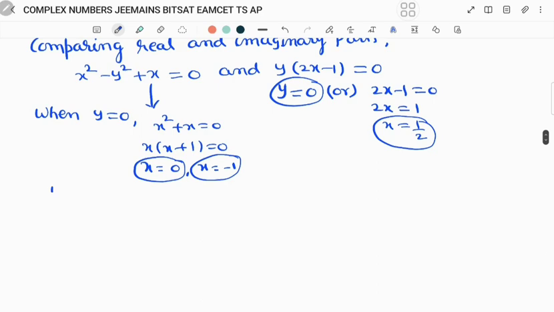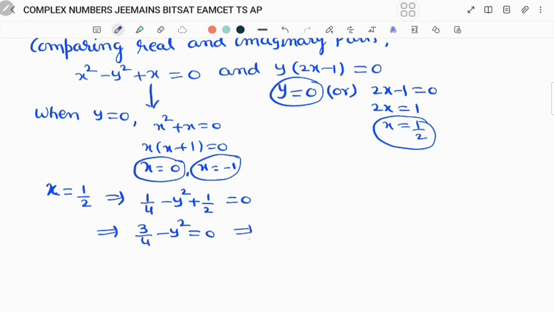And also when x equal to 1 by 2, so 1 by 4 minus y square plus 1 by 2 equal to 0. 1 by 4 plus 1 by 2 is equal to 3 by 4, minus y square equal to 0. That implies y square equal to 3 by 4. That implies y is equal to root 3 by 4, that is equal to plus or minus root 3 by 2. So here y is equal to plus or minus root 3 by 2.